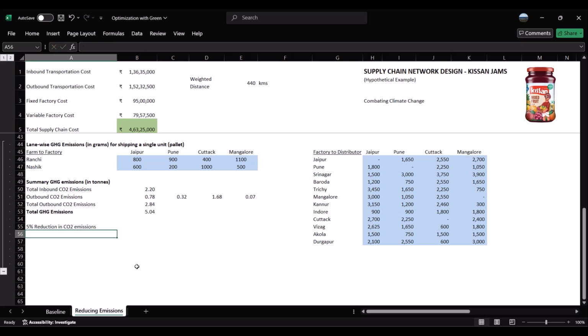Let's say we want to have a target of 5% reduction in carbon dioxide emissions in the upcoming fiscal year. So 5.04 is current. So what we are basically trying to reduce is 0.25 tons. So 4.79 tons is what our target is.